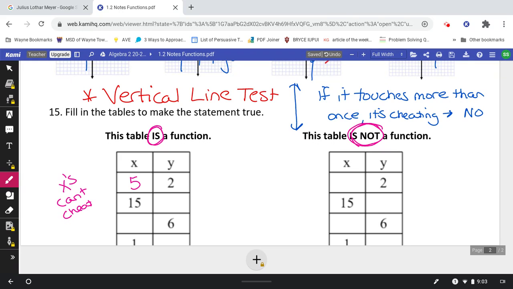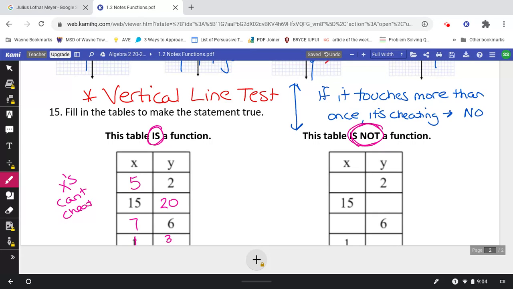You can put in any numbers here that you want. Maybe I'll put in a 5 right here, paired with 2. 15, I'll pair it with a 20. Maybe a 7, I'll pair with a 6. And that looks like a 1 down there. Maybe I'll pair that with a 3. Now, if I look at all my x's, I'll notice that none of them are cheating.